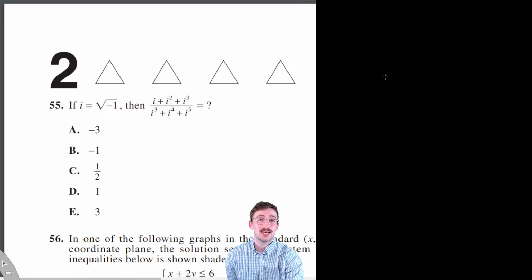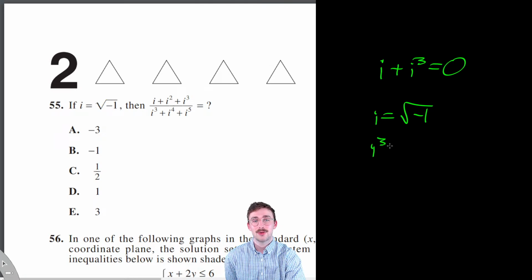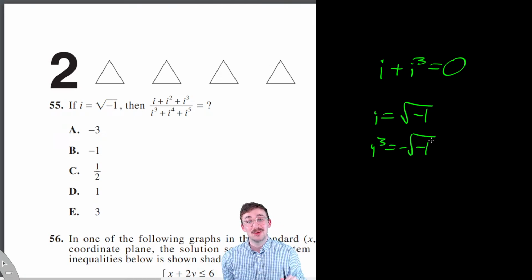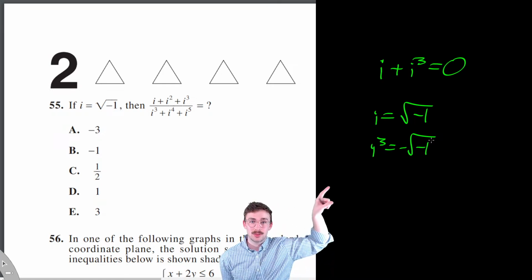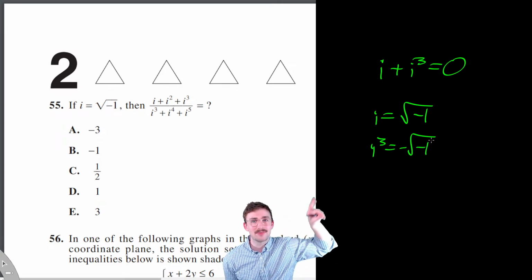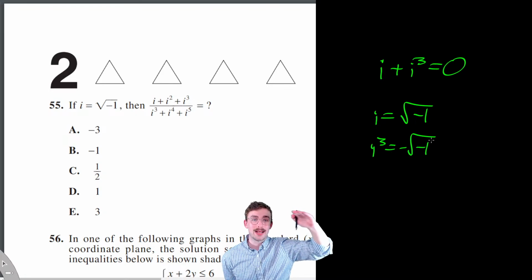So I know that i plus i to the third equals 0. That's because i equals the square root of -1, and i to the third is negative square root of -1. Honestly, I only know that because of that problem I talked to you all about earlier, like i to the 5,000 or whatever. I always write out i to the 1, i to the 2, i to the 3, i to the 4 for my students.